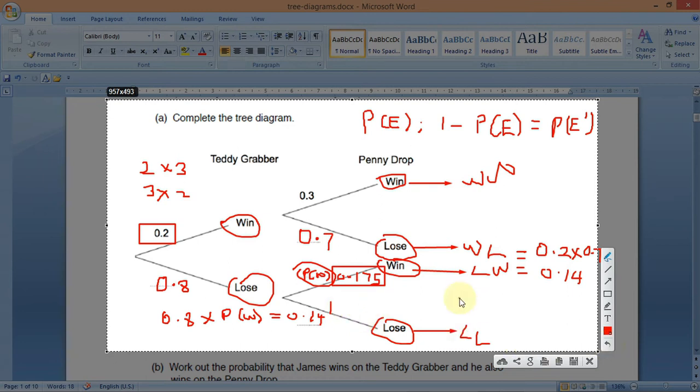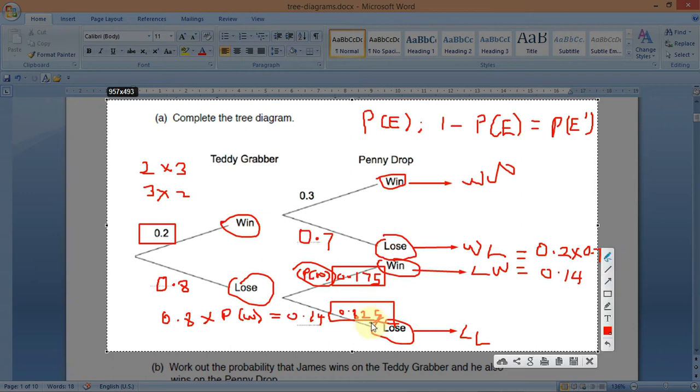Based on this one, probability not win means probability lose, so that will be 1 minus 0.175. Guys, just use your calculator to do that. 1 minus 0.175 gives me 0.825. So the answer here will be 0.825. If you sum probability win and lose, that should give you 1.